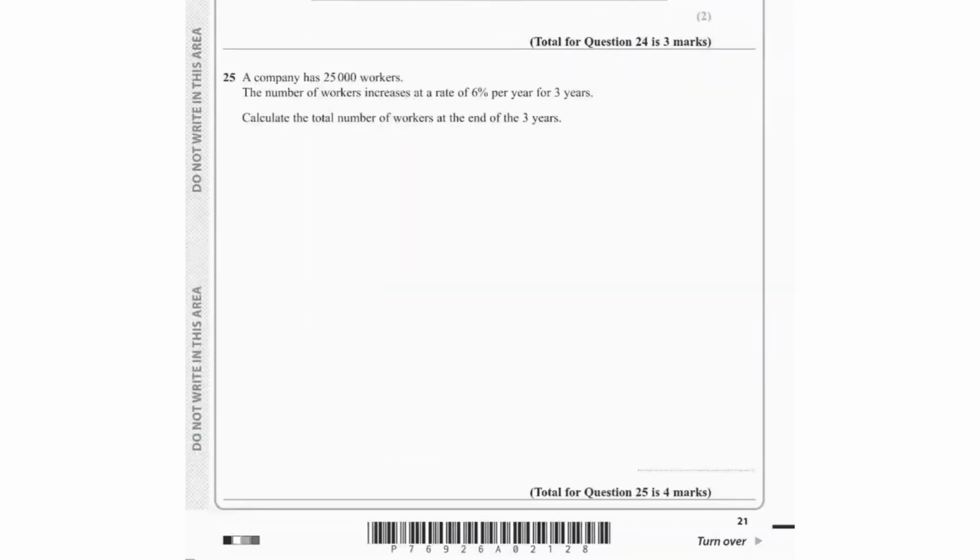Question 25 says the company has 25,000 workers. The number of workers increases at a rate of 6% per year for 3 years. Calculate the total number of workers at the end of 3 years.